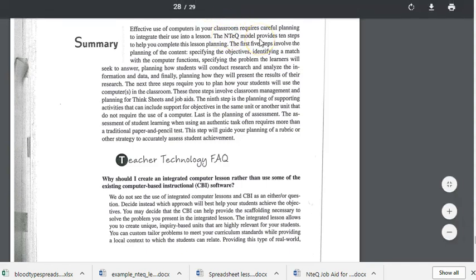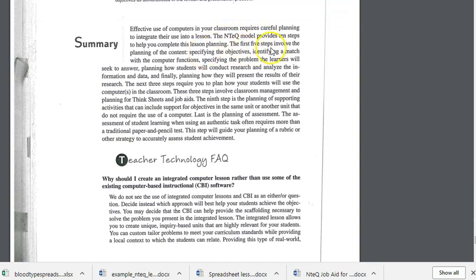The NTeQ model provides 10 steps to help you complete this lesson planning. The first 5 steps involve the planning of the content, where you specify the objectives, identify a match with the computer functions, specify the problem that the learners will seek to answer, plan how students will conduct the research and analyze the information and data, and finally, planning how they will present the results of their research.